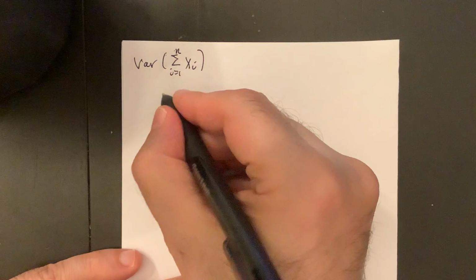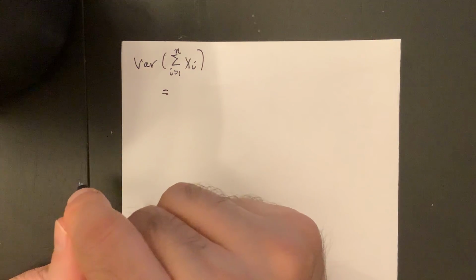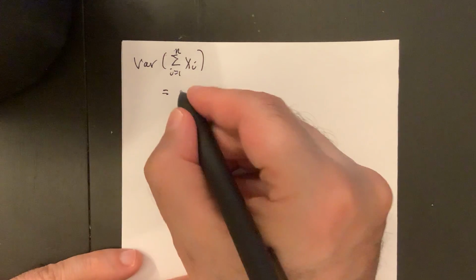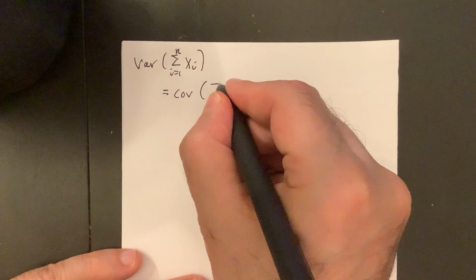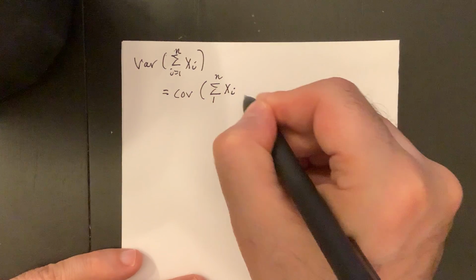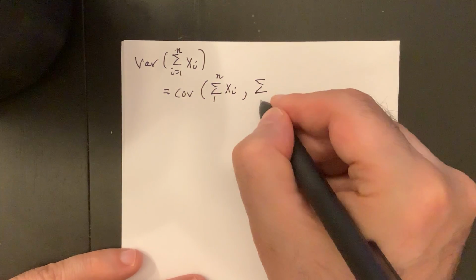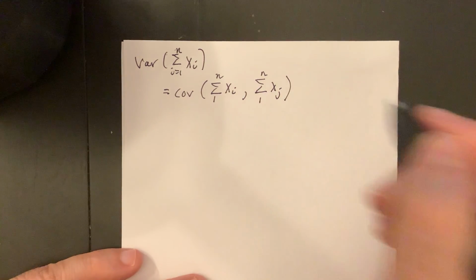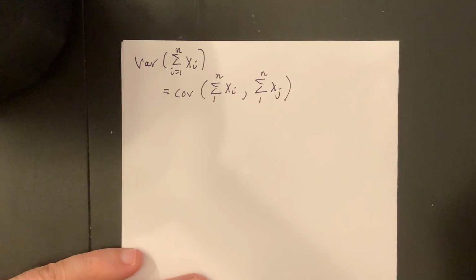So first, I will use property 2 the other way. Often I want to use it right to left. So I'm going to say this is covariance of the sum from 1 to n of xi, and the sum from 1 to n of xj, using the j index on one and the i on the other, just so I don't get confused. So I have the same sum on both. That is basically true, right? It's just going right to left.